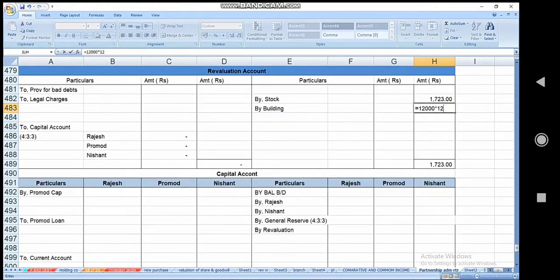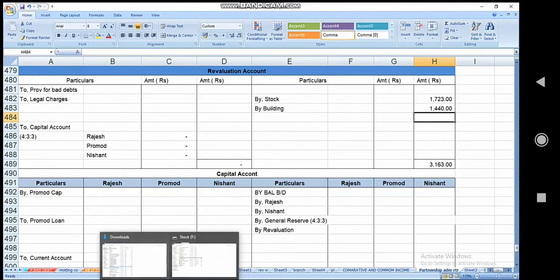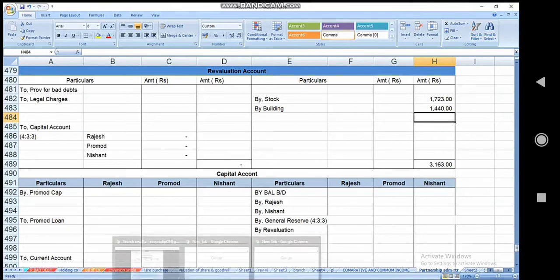Now the building also appreciated by 12%. The building is 12,000 and 12% of 12,000 is 1440. Okay, the stock is increased and the building also increased.